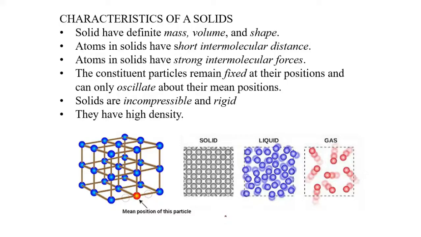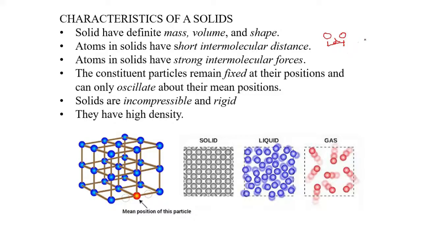Next point: atoms in solid have short intermolecular distances. Short intermolecular distances. Suppose we consider two atoms. The distance between the centers is drawn. This distance is called intermolecular distance, small d. It is short.